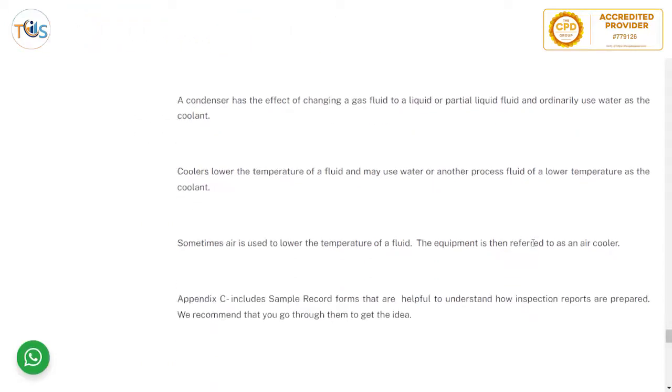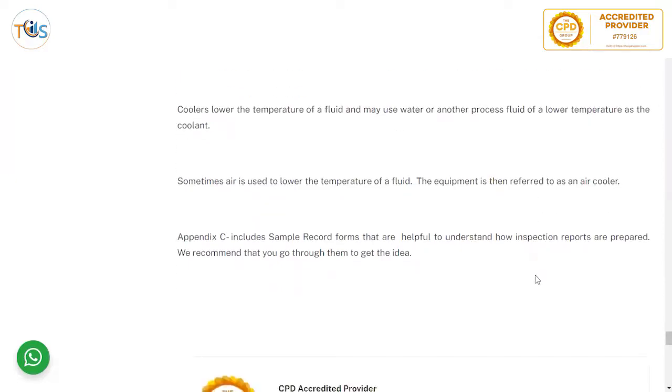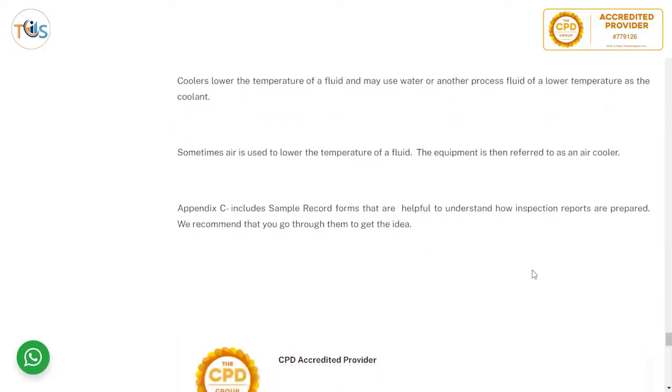A condenser has the effect of changing a gas fluid to a liquid or partial liquid fluid, and ordinarily uses water as a coolant. A cooler lowers the temperature of a fluid and may use water or another processed fluid of a lower temperature as the coolant. Sometimes air is used to lower the temperature of fluid. This equipment is then referred to as an air cooler.